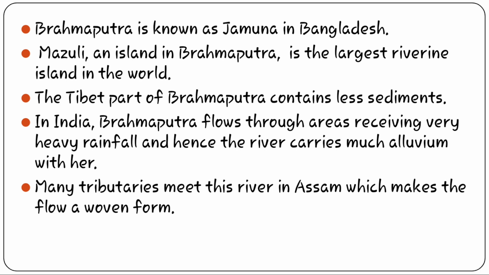The Tibet part of Brahmaputra contains less sediments. In India, Brahmaputra flows through areas receiving very heavy rainfall, and hence the river carries much alluvium with her. Many tributaries meet this river in Assam, which makes the flow a woven form. Woven means interlacing two or more at a right angle to one another.